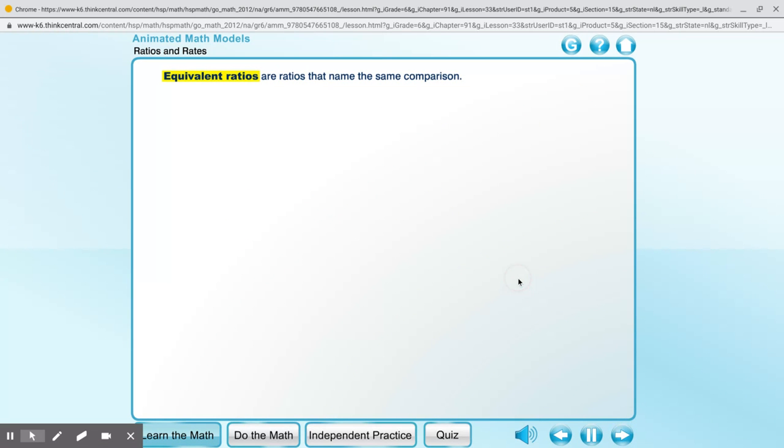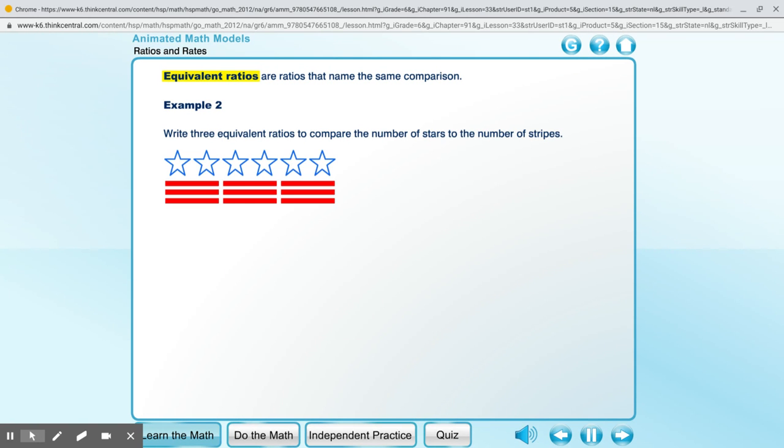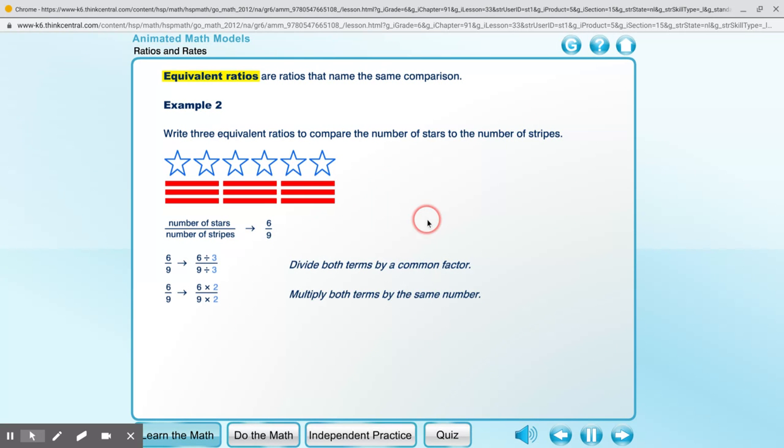Equivalent ratios are ratios that name the same comparison. Example 2. Write 3 equivalent ratios to compare the number of stars to the number of stripes. The ratio of the number of stars to the number of stripes is 6 to 9. To find an equivalent ratio, you can divide both terms by a common factor, or you can multiply both terms by the same number.